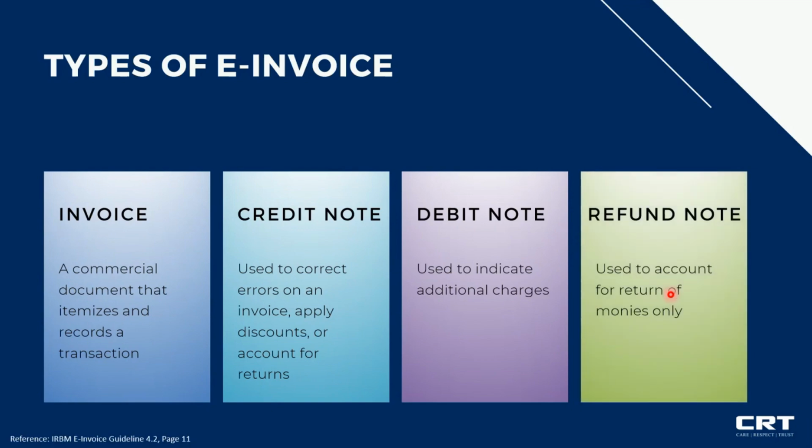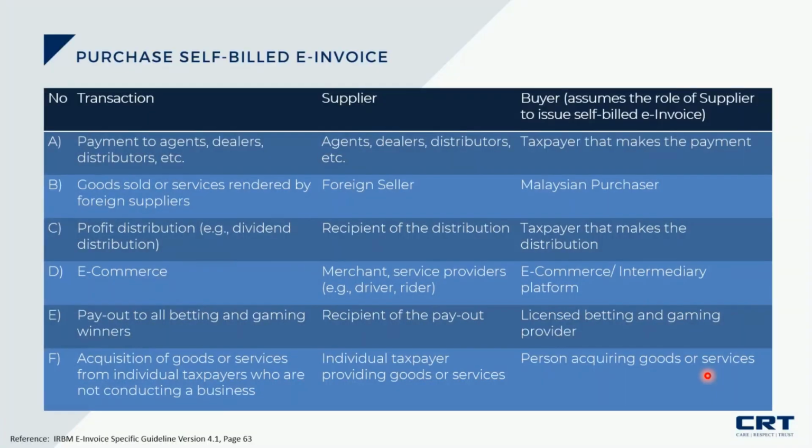Next, it will be the refund note. The refund note here is similar to the credit memo, but it relates to money returns. So we will have a field for you to indicate whether this is a normal credit note or a refund note. We will be sharing with you later. This is for the sales side. Then for the purchase side, we will be required to issue self-billed invoices on behalf of our vendors.